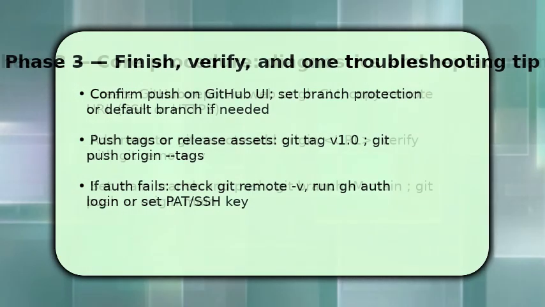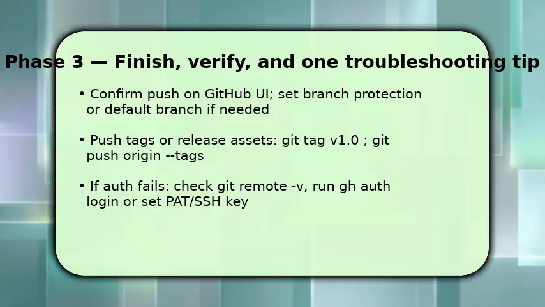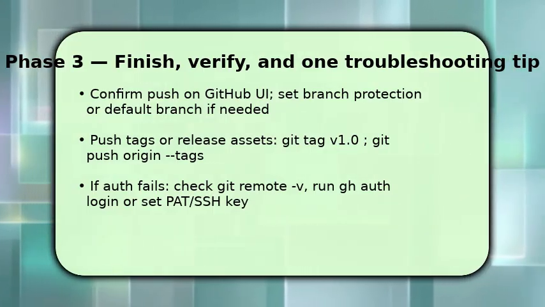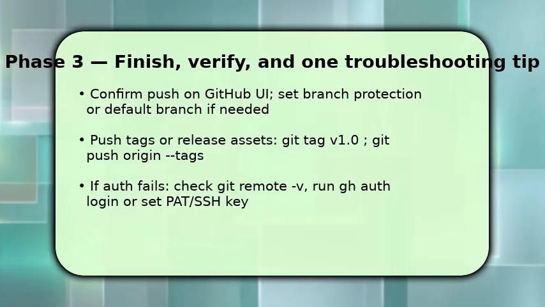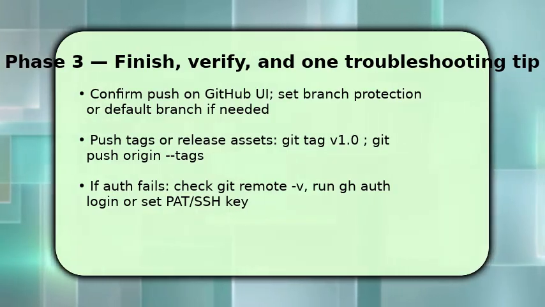Once visible, optionally push tags or releases with git tag v1.0 and git push origin --tags, and enable branch protection or CI integrations so changes meet standards.